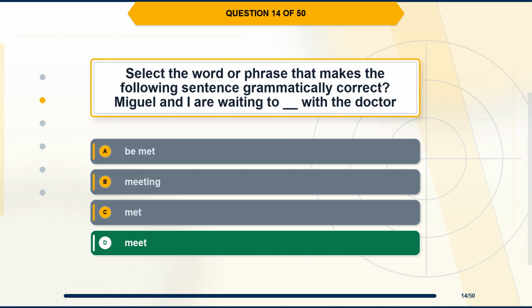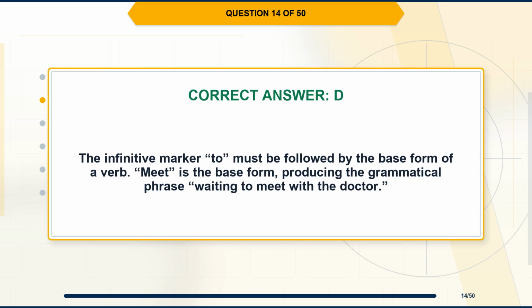The correct answer is option D, meet. Explanation. The infinitive marker to must be followed by the base form of a verb. Meet is the base form, producing the grammatical phrase waiting to meet with the doctor.